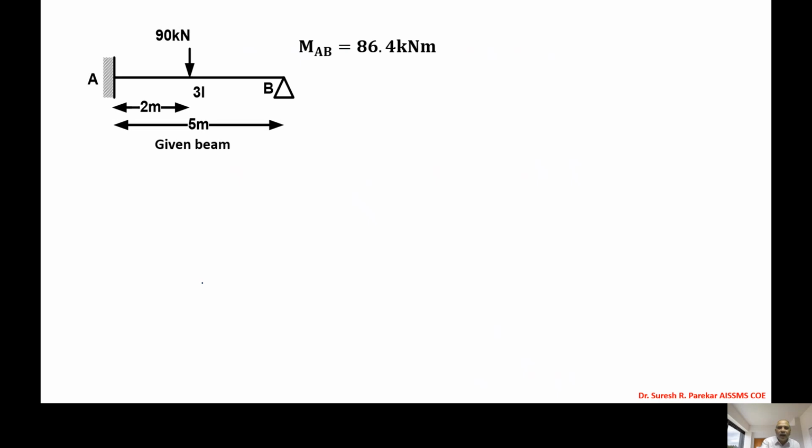Now this is the given beam and we have MAB 86.4 kilonewton meter, and we have this value anti-clockwise. This is a value from a solved problem, so that we have considered over here. Now if I draw the free body diagram for this, we will have it in this fashion. This is simply supported, and we have this value equal to 86.4, and then we have VA and VB. Then at 2 meter from left, I have 90 kilonewton.